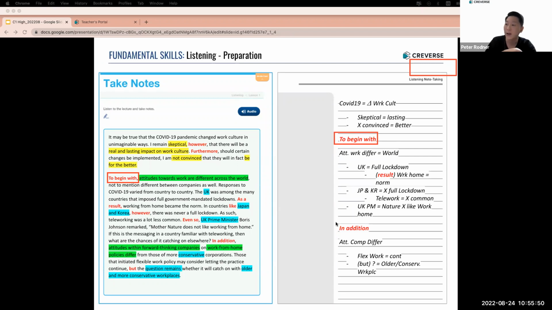Same thing here for "in addition." I have "in addition" over here, so when I hear that, I'm going to pause it again and do the same thing. Guys, what transition word did you hear? Good. What does that signal? It signals our second main idea. We're going to get our main idea and then minor details to support it.